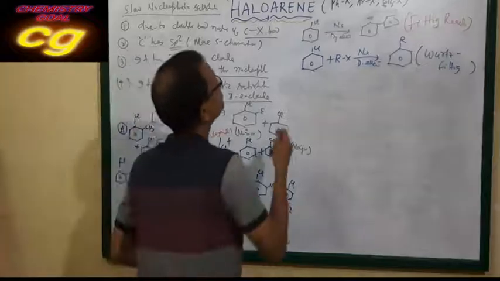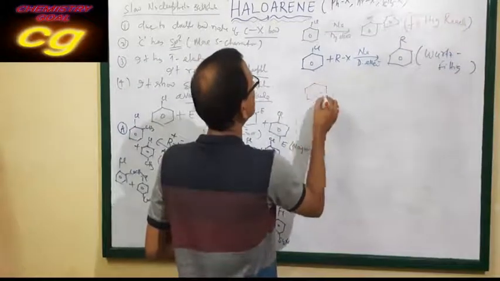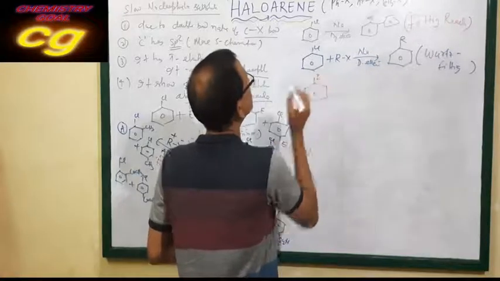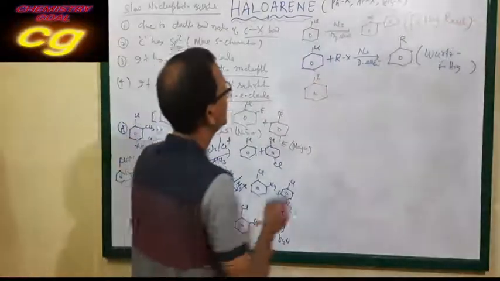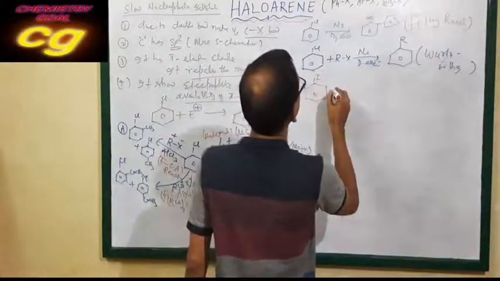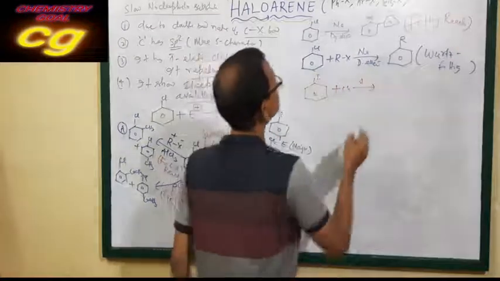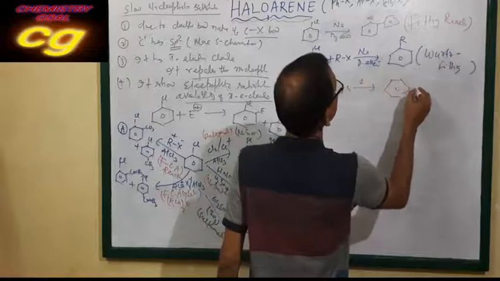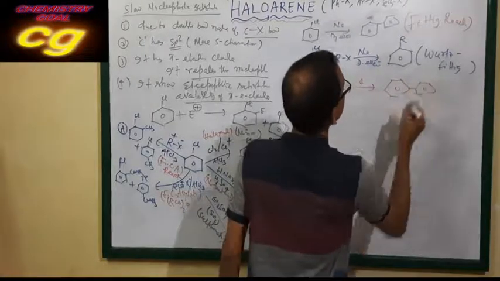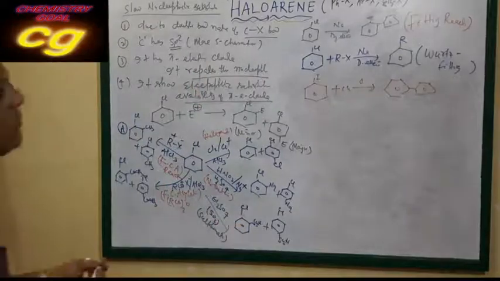If you take only iodobenzene and copper powder and heat, the product is diphenyl, same like previous. This specific reaction is called the Ullmann reaction.